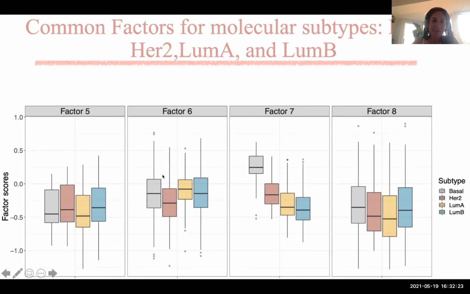So there are other factors that did not present any differentiation in terms of these 4 molecular subtypes. And in my opinion, this reveals the power of our multi-study approach to detect an important biological signal that is not captured by the breast cancer molecular subtypes division.